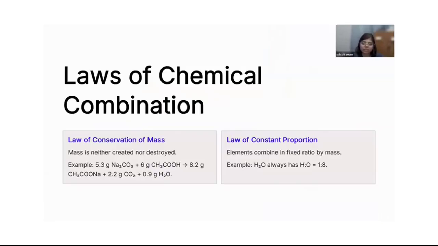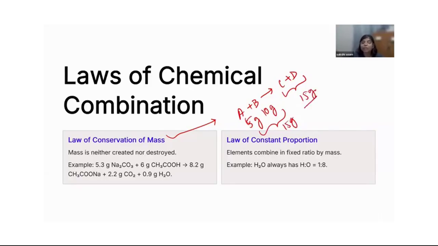What is the law of conservation of mass? It states that mass can neither be created nor be destroyed, right? So for example, if you take A plus B and you form C plus D, and you take, let's say, 5 grams of A and 10 grams of B, then the total mass of the reactants is 15 grams. Then the product should also be 15 grams, because mass can neither be created nor destroyed, and every reaction should be in line with the law of conservation of mass, right?